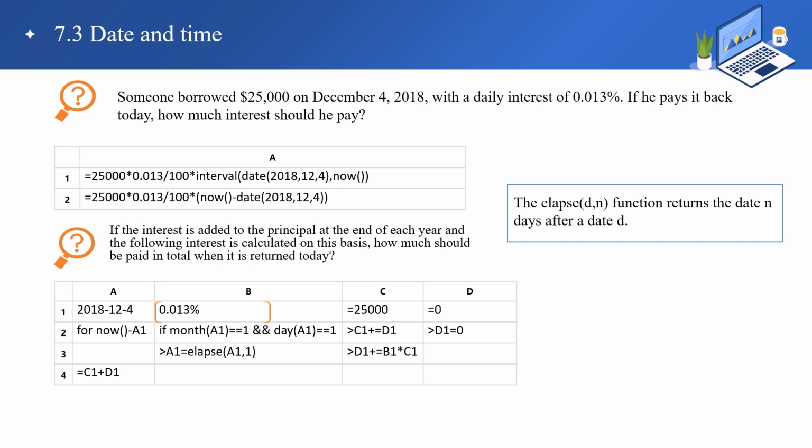The percentage constant can be directly expressed by percentage sign in a cell, but not in the expression. Percentage sign will be regarded as the operator of remainder.